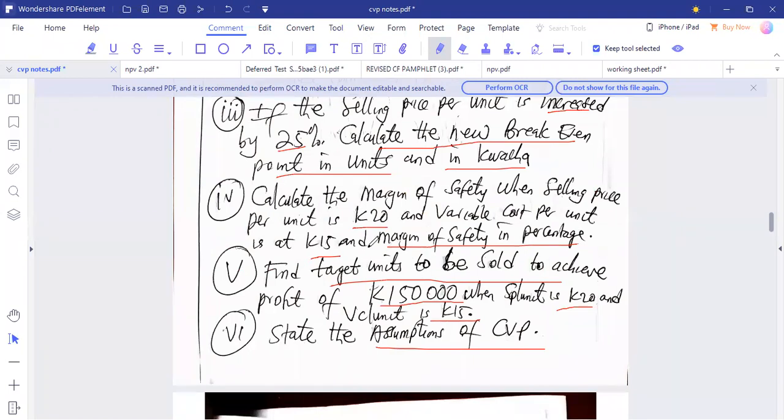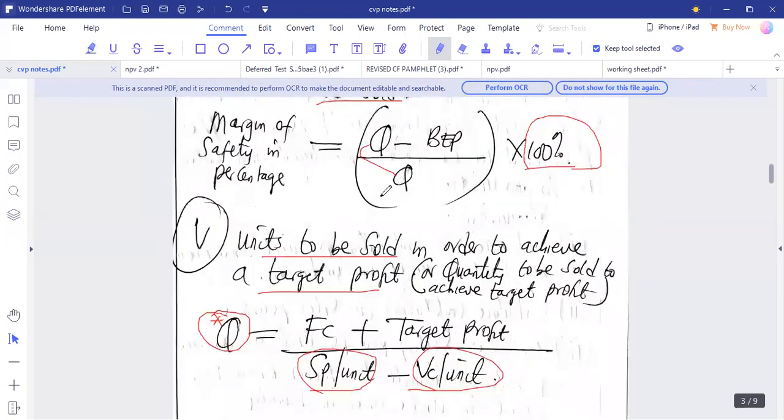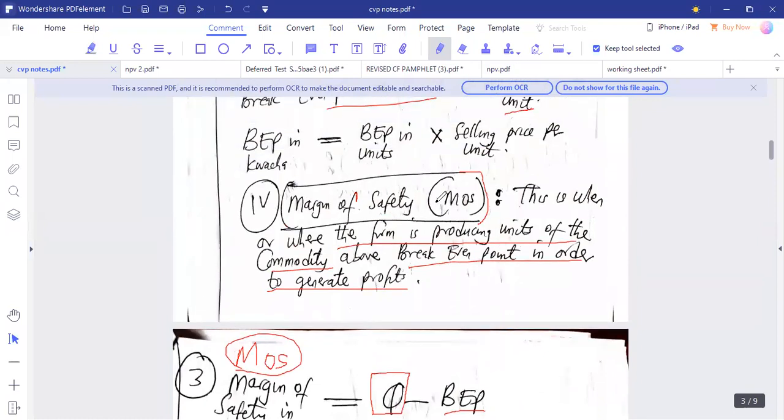The margin of safety, like I mentioned, is a point at which the firm is producing units of the commodity above the break-even point in order to generate profit. Because the firm knows that it is meaningless for them to continue operating at BEP, so they should migrate to margin of safety so that they start realizing a profit.